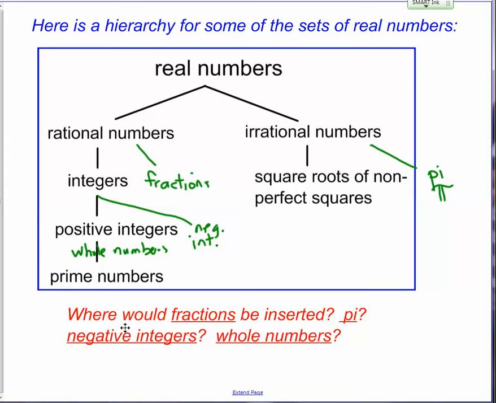And then where would we put negative integers? Well, integers can be positive or negative, so that would be on the same level as positive integers. But if you're negative, you can't be positive, and if you're positive, you cannot be negative. And then whole numbers: all whole numbers are positive integers, so they go between positive and primes. All primes are whole. All whole numbers are positive. So that's how we would insert those in there.